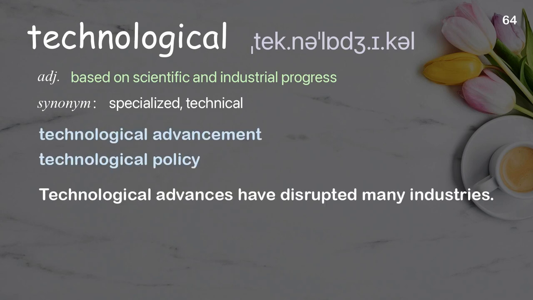Technological: based on scientific and industrial progress. Examples: Technological advancement, technological policy. Technological advances have disrupted many industries.